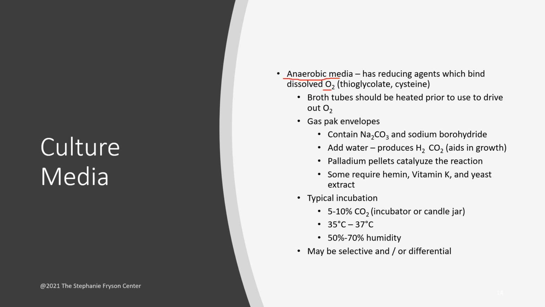Typical incubation, 5 to 10% CO2 incubator or a candle jar. You could do a Google search and look up a candle jar so you can see how that looks. 35 to 37 degrees Celsius and 50 to 70% humidity. So they need a little bit of moisture there. The media can be selective and/or differential. We'll get into that more.